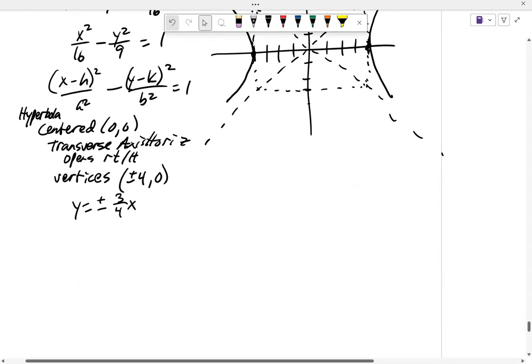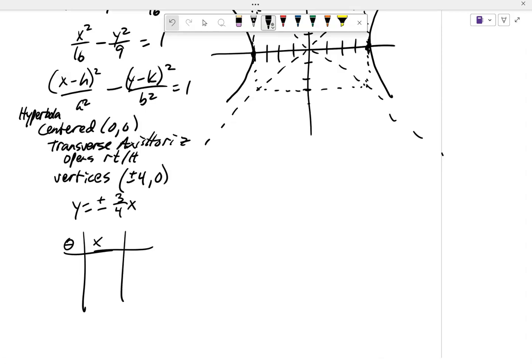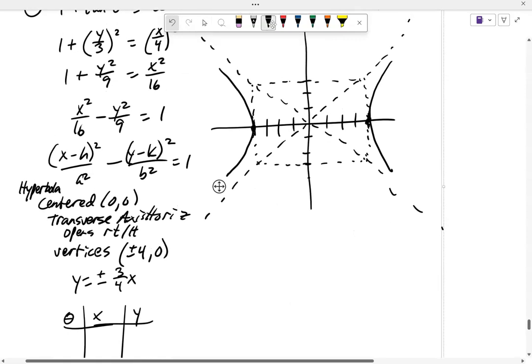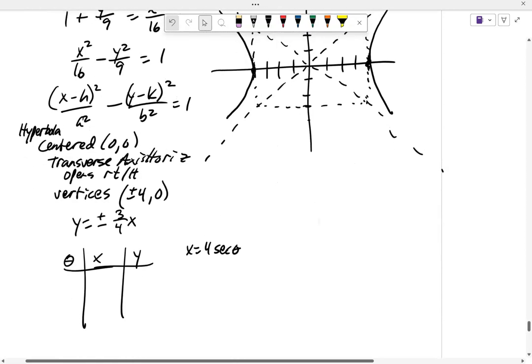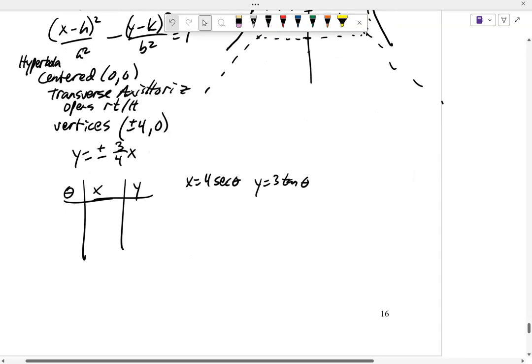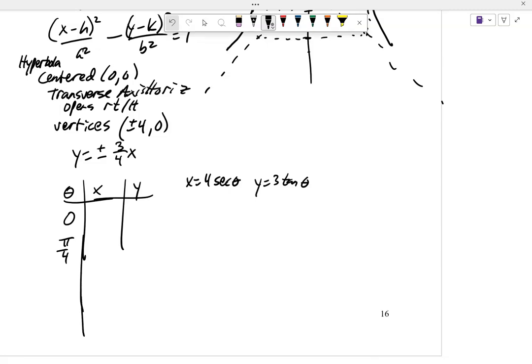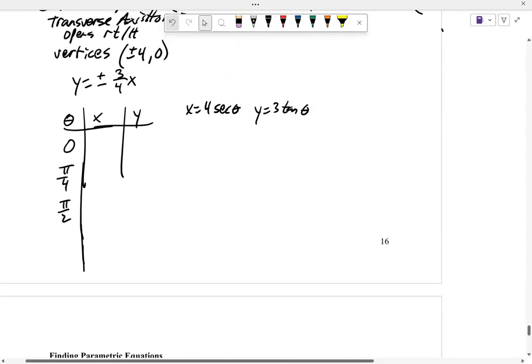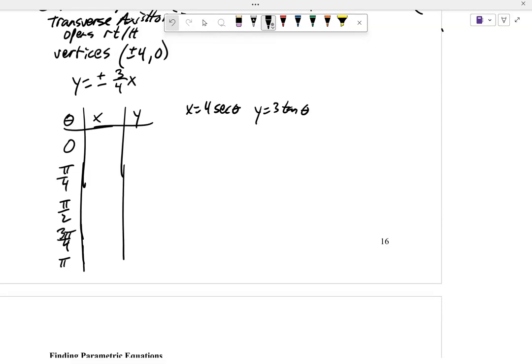So we've got theta, we've got x, we've got y, and we have x equals 4 secant theta. We've got y equals 3 tangent theta. Let's go 0. Pi fourths would be a good one for that tangent and secant. Pi halves. Let's get a few of these points. How about 3 pi fourths and then pi. Let's throw those in one by one.